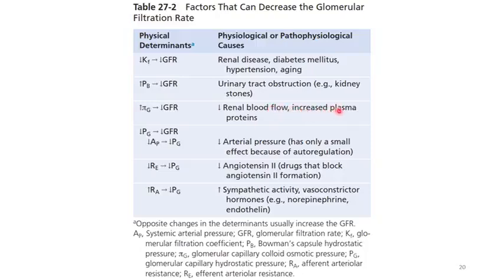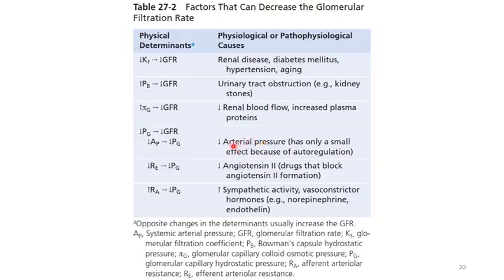And any factor that increases plasma protein concentration will decrease GFR. Here, the hydrostatic pressure inside the glomerular capillary is considered. Any factor that can reduce hydrostatic pressure inside the glomerular capillary will decrease GFR. For example, hypotension, or reduction of arterial pressure or mean arterial pressure.